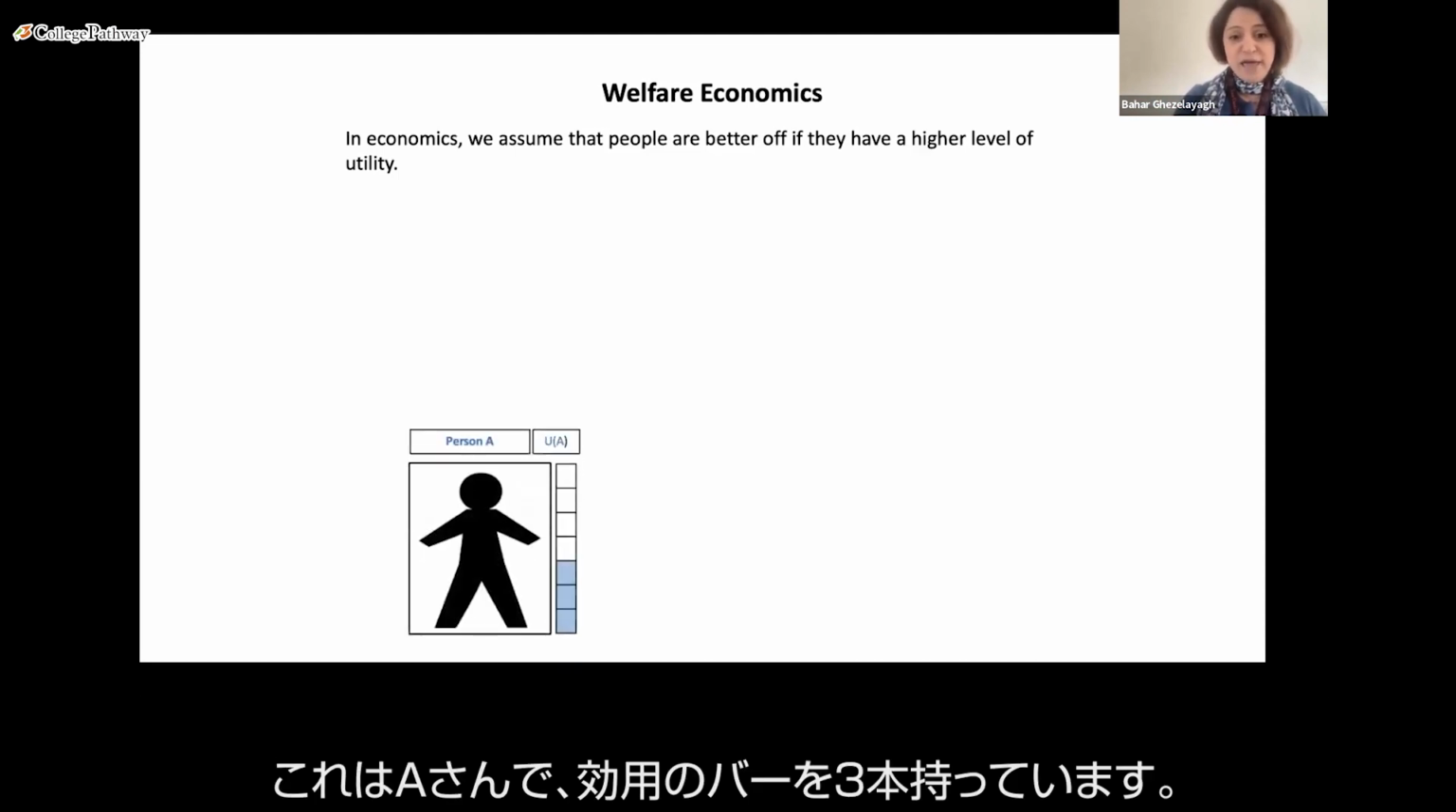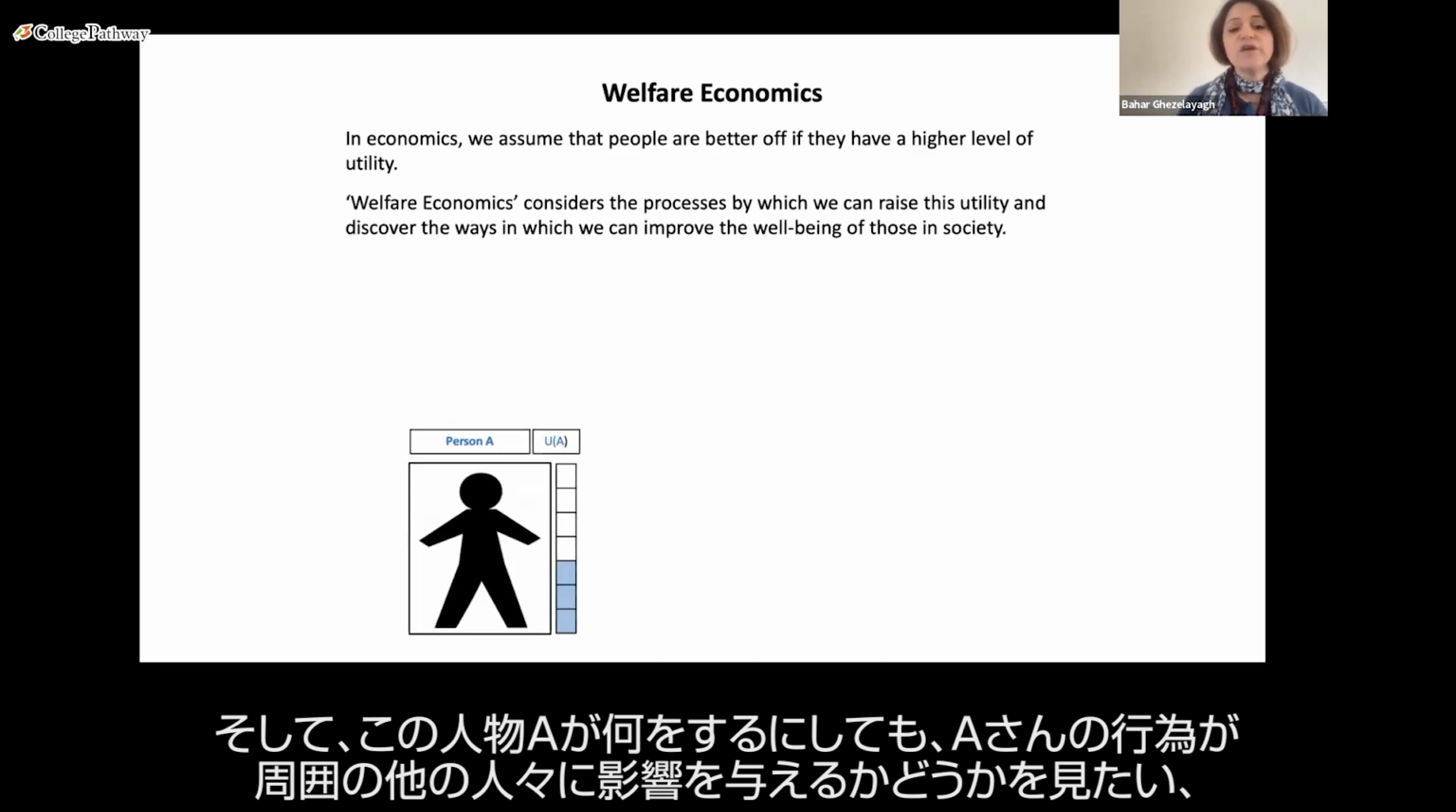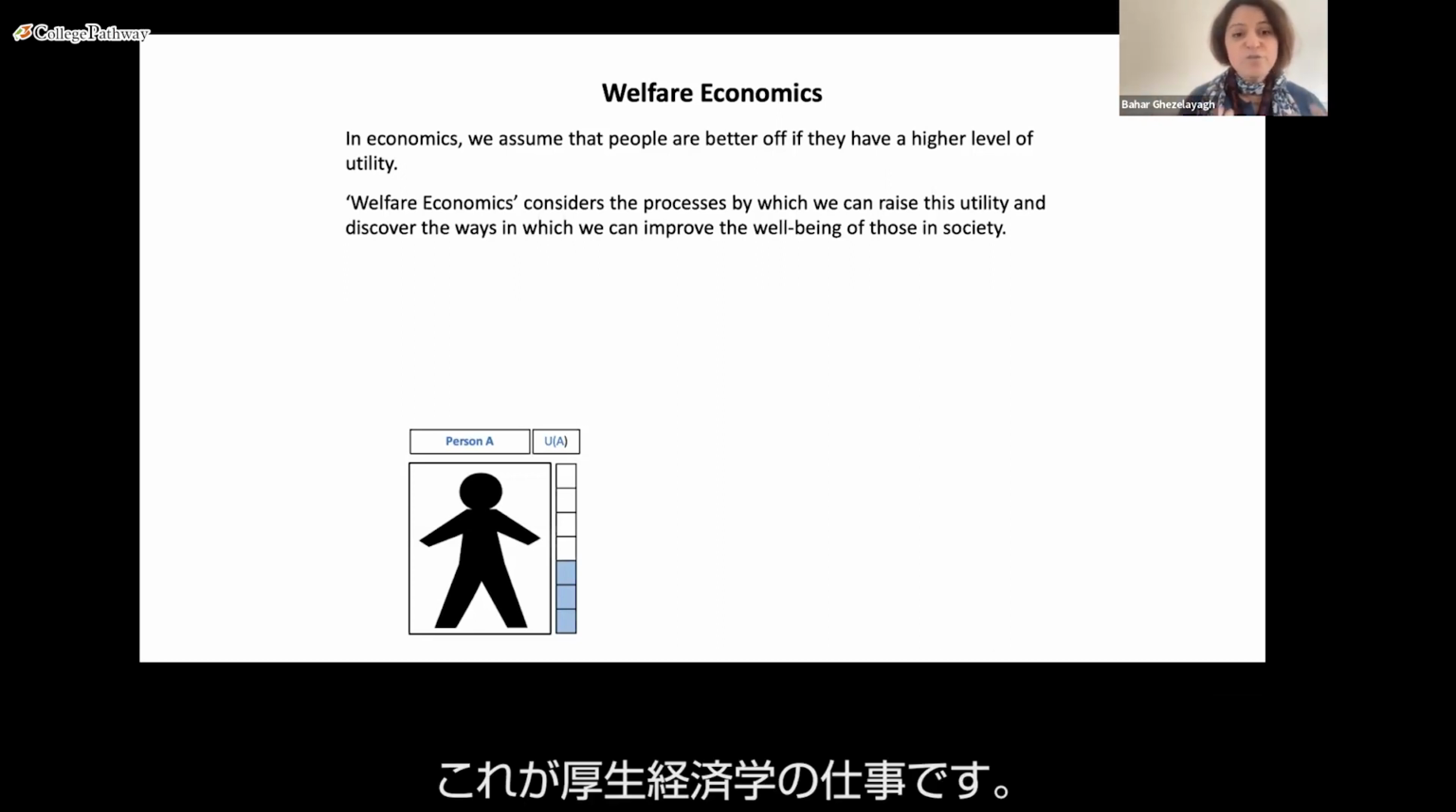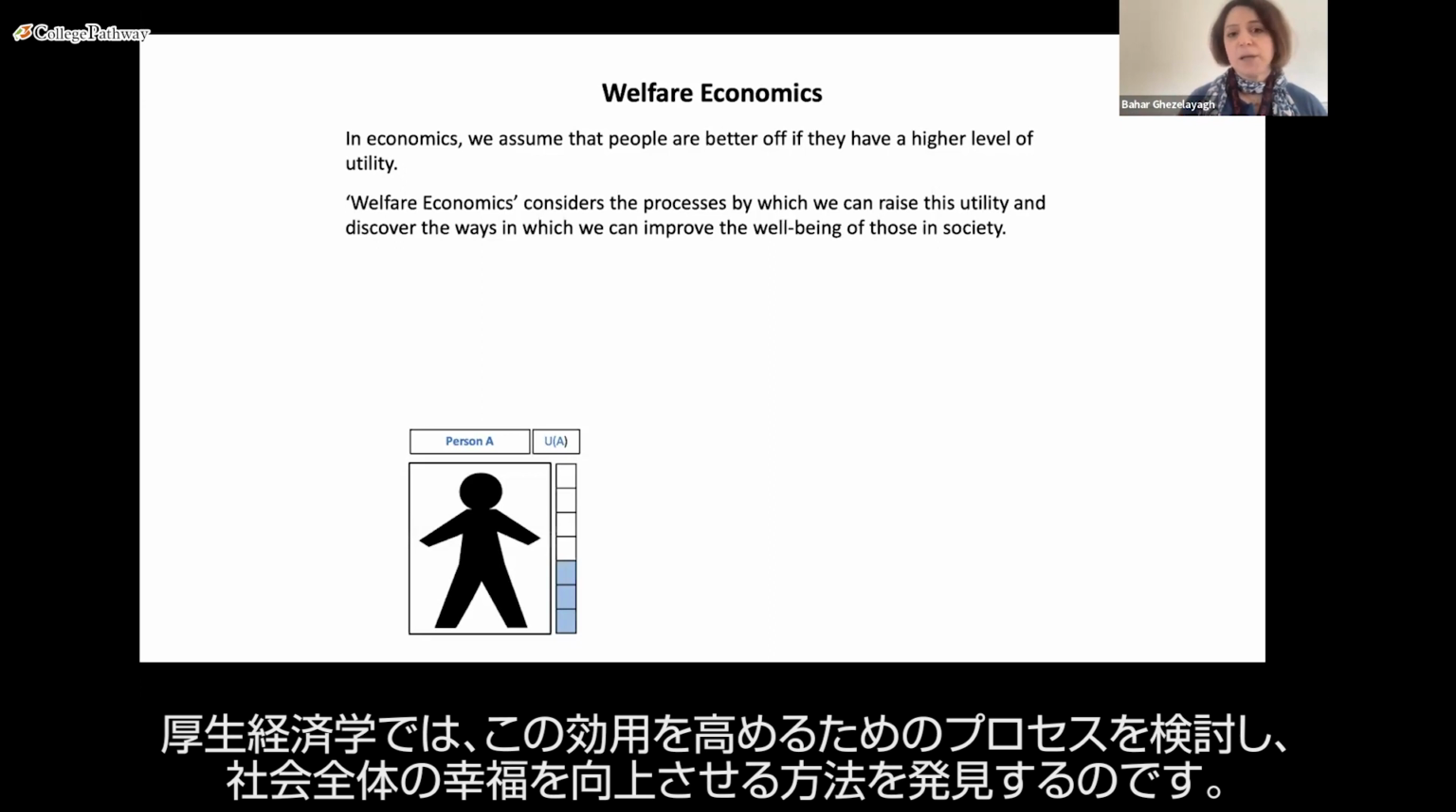So this is person A. It's got 3 bars of utilities. You can see these 3 blue bars. And we want to see whatever this person A does, whether the act of person A is going to have an impact on other people around it. So this is what welfare economics does. Welfare economics considers the processes by which we can raise this utility and discover ways that the well-being of the whole society could also be improved.